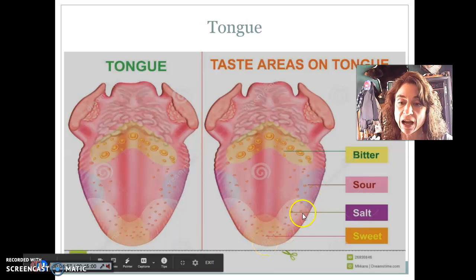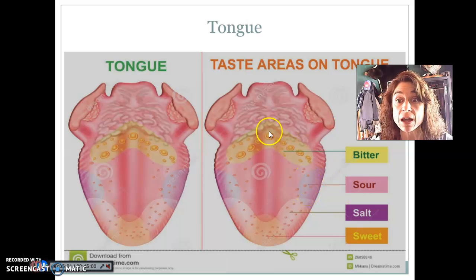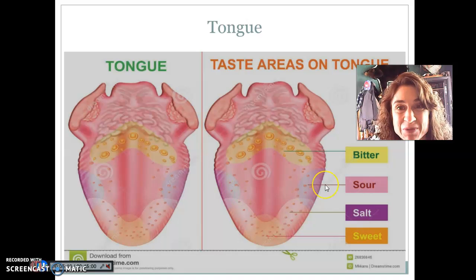The anterior sides are salty. The posterior sides are sour, and then the very back of your tongue senses bitterness. Okay? And I know a lot of you have had experience with the sour taste when you eat those sour candies, like the sour gummy bears or gummy worms, Sour Patch Kids. You get that sensation, that kind of ache on the sides of your tongue when they're really sour. You're like, oh my gosh, those are so sour. You can actually feel it.